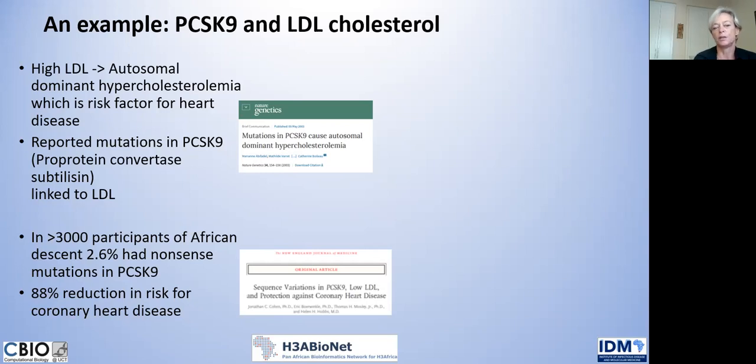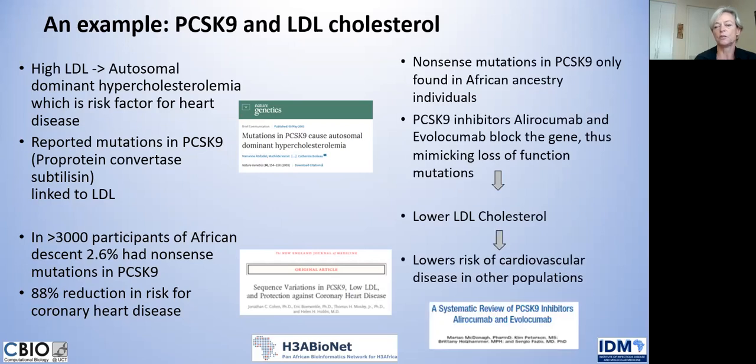And they found that where there was a mutation, there was actually protection against heart disease. In the second study below, you can see there was an 88% reduction in risk for coronary heart disease if you had this mutation. It's a nonsense mutation found in this gene, and it was found almost exclusively in individuals of African descent. Subsequently, research has taken this gene and identified inhibitors to this protein.